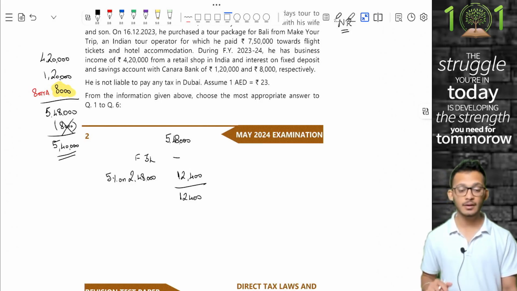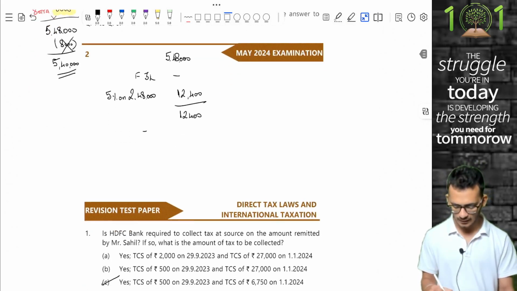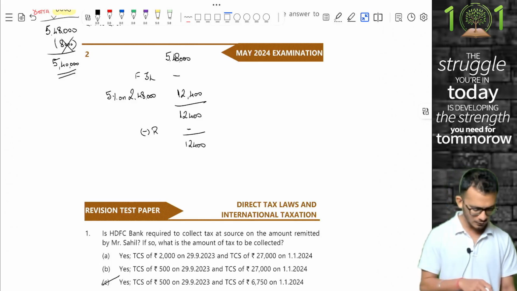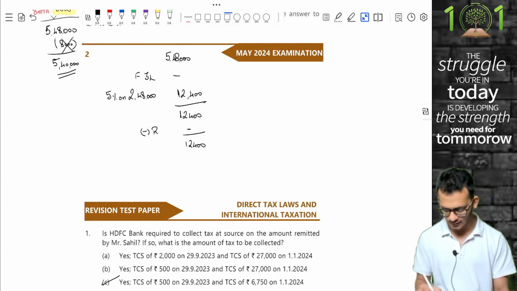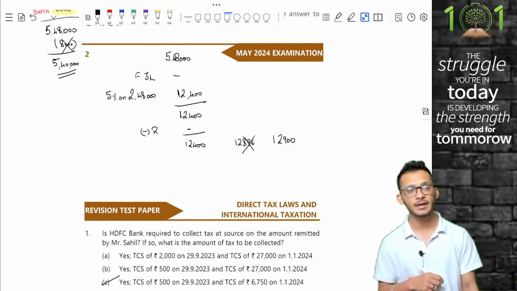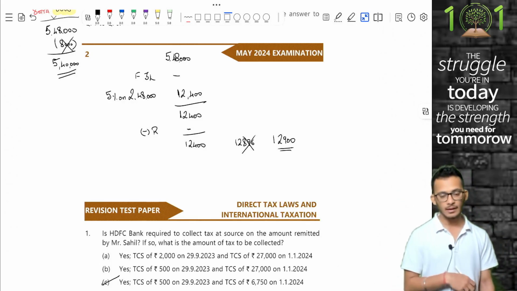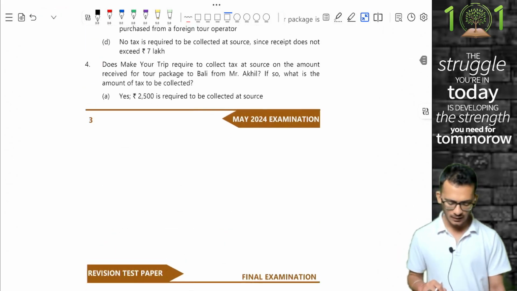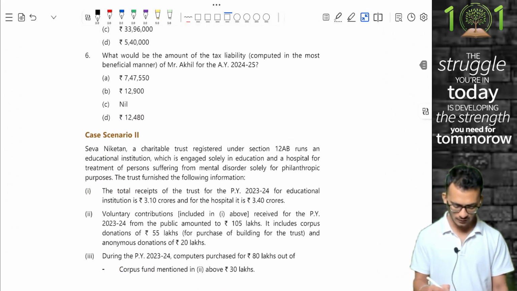Now, since you are a non-resident, you are not eligible for rebate. So rebate becomes 0. You have a tax of 12,400. On this, you will add 4% cess. Number becomes 12,896. If you write this answer that is wrong, it is 12,900 rupees, because you are going to round off to the nearest 10. Therefore, the answer to question number 6 should be 12,900 rupees.